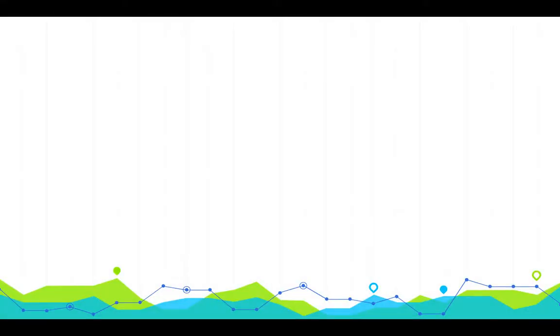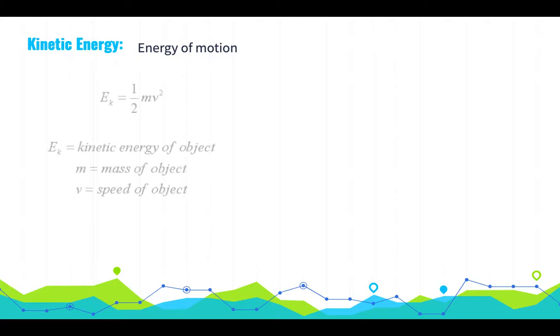The first type of mechanical energy which we talked about was kinetic energy, which is the energy of any moving object. So any object that is moving or has velocity has kinetic energy. The equation for kinetic energy is equal to 1/2 times the object's mass times its velocity squared. We know that energy is measured in joules, mass in kilograms, velocity in meters per second.